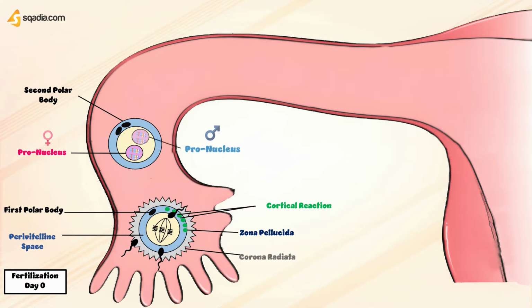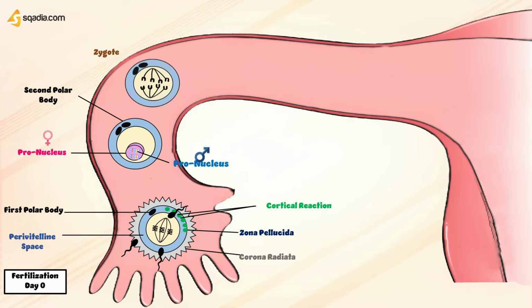Now, maternal and paternal pronuclei fuse. So, as a result of fusion of maternal and paternal pronuclei, the zygote will be formed. Now, what is zygote? Well, zygote is a fertilized egg cell that results from the union of a female gamete called egg or ovum with a male gamete called sperm.